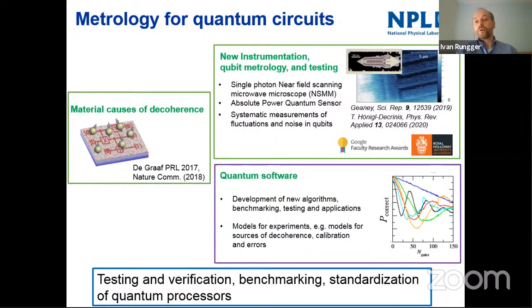But in general, they work on all sorts of systematic measurements, fluctuations and noise in qubits. Then we also have the software group, the theory group, which is where I am. We support the experimental colleagues. We do models for them, looking at sources of decoherence, calibration and errors, but also, and that's what I will talk about today, we develop new algorithms for benchmarking, testing, and applications.